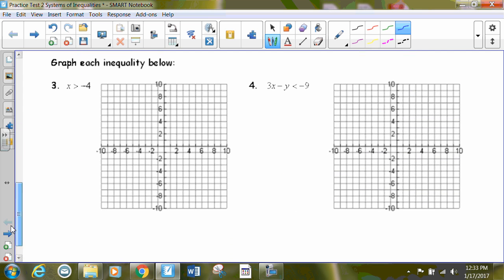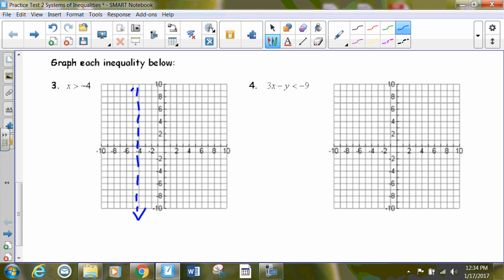Okay, graph each inequality below. Since y is a horizontal line, x is a vertical line, so I'll find -4, and I'm going to put a line through it. But first I notice that there's no solid line underneath that greater than sign. So my line has to be dotted.